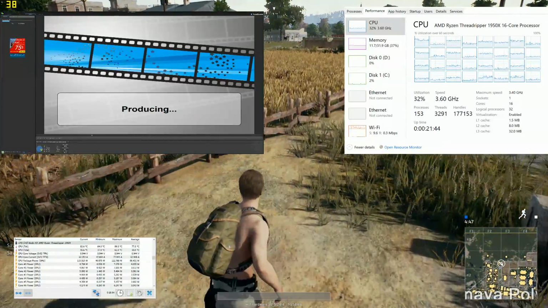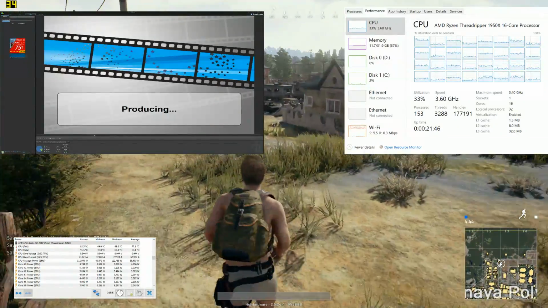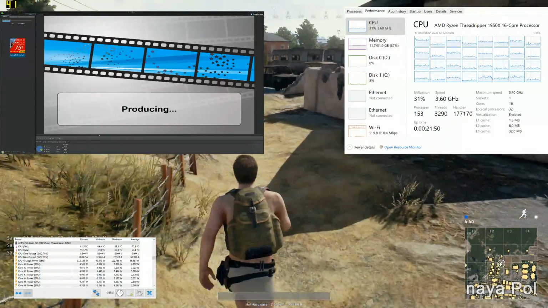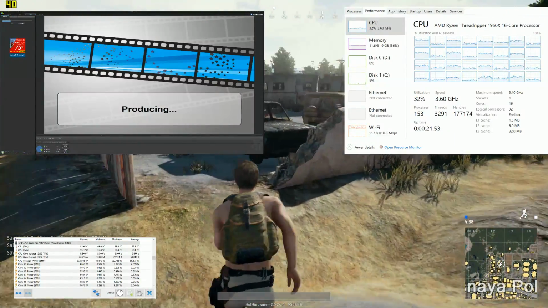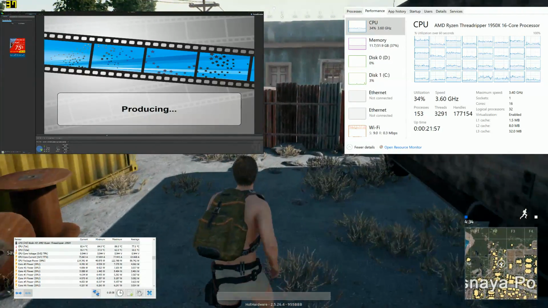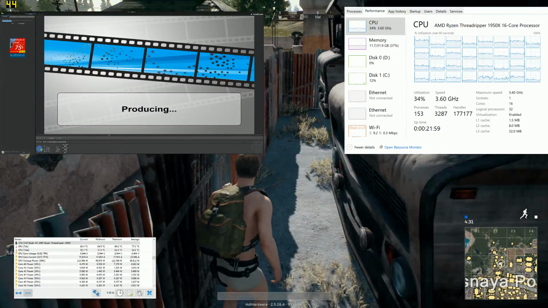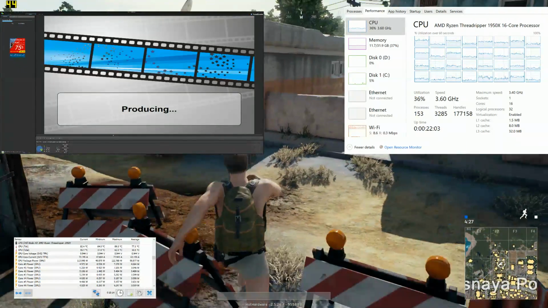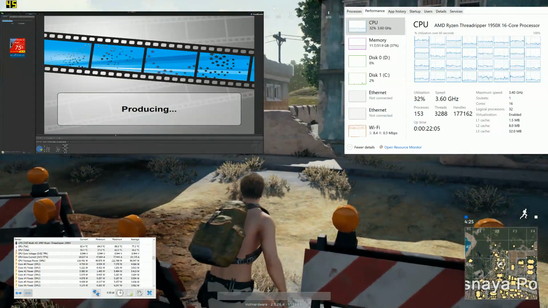Our system config with the Alienware Area 51 Threadripper Edition is an AMD Ryzen Threadripper 1950X 16-core processor, an NVIDIA GeForce GTX 1080 Ti GPU, 32 gigs of DDR4 2666 memory, a 512 gig PCI Express NVMe solid-state drive, and a Killer Networking gaming NIC.